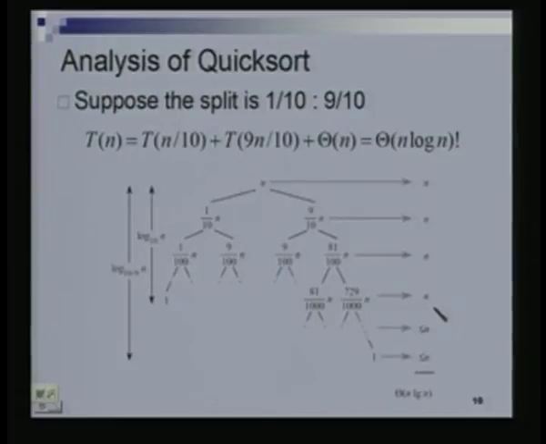Yes? So won't the left be finished before the right? Yeah, but so what? Even better, right? We are only providing an upper bound.